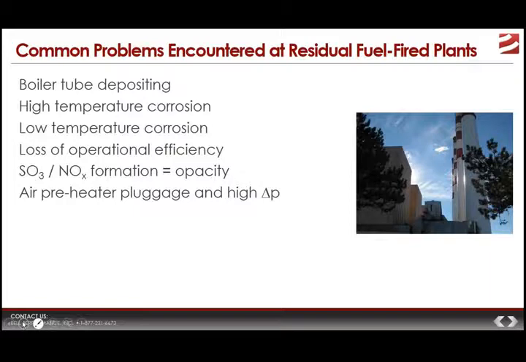So for our purposes today, we want to look at boiler tube depositing. We want to look at corrosion issues, both high temperature and low temperature corrosion. We want to look at the loss of operational efficiency for boiler-fired plants. We want to look at opacity and how it relates to SO3 and NOx formations. And we want to look at air preheater pluggage and what they call high delta P, in other words, heat transfer rates. We want to consider each of these.